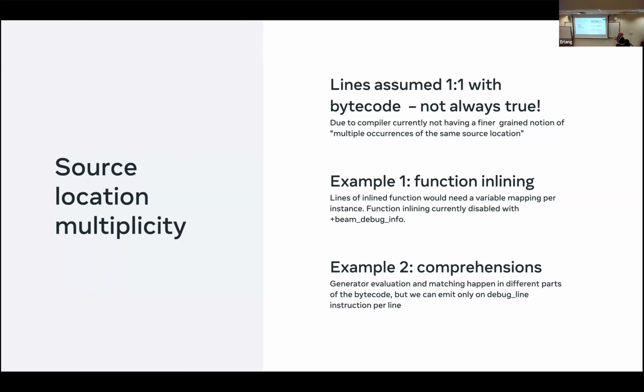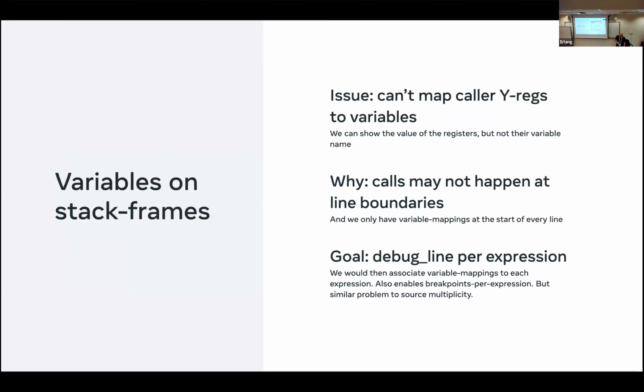How to solve this? Well, we need the compiler to have some finer notion of, for each expression, some kind of, I don't know, an expression ID, and then maybe multiple expression IDs mapped to the same location, but then the VM needs to be able to deal with those expression IDs as well. So it's doable. It will require a bit more work.